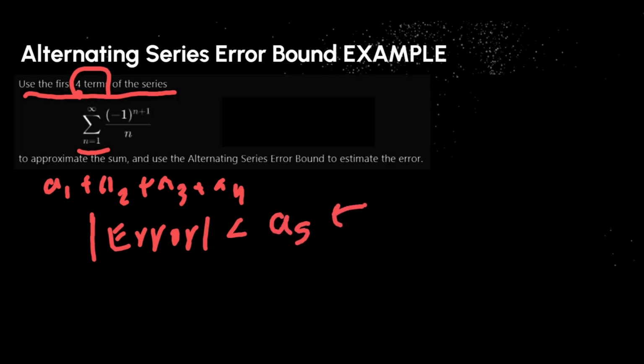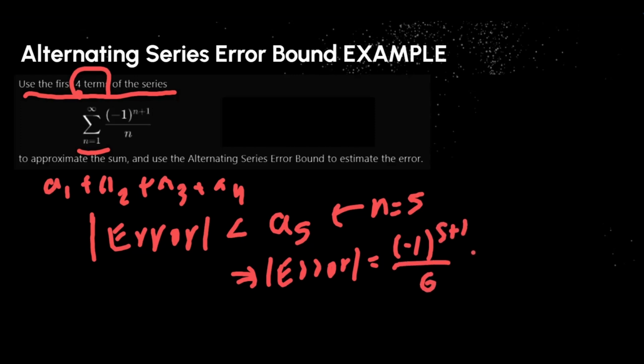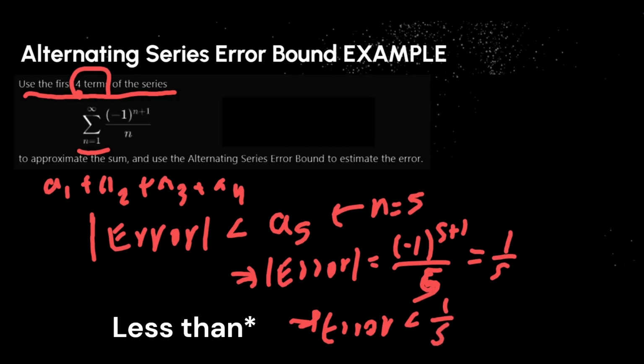So we just have to plug in n equals 5, and then we get the absolute value of the error equals minus 1 to the 5 plus 1 over 6 over 5, sorry, equals 1 over 5. That means that the error is less than or equal to 1 over 5. And I got rid of the absolute value since this is a positive number.